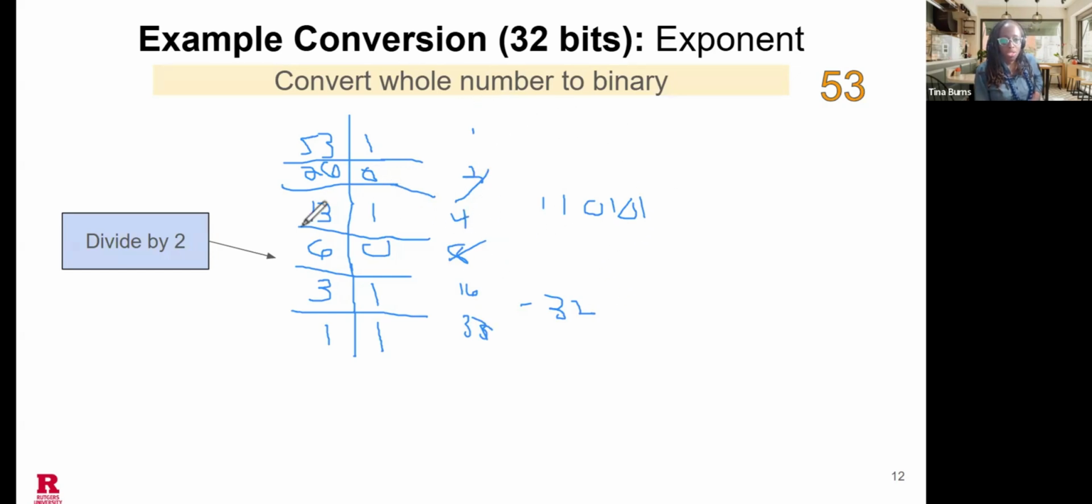So we've seen that by doing this divide by 2 method, you in fact do get your binary representation of 53.